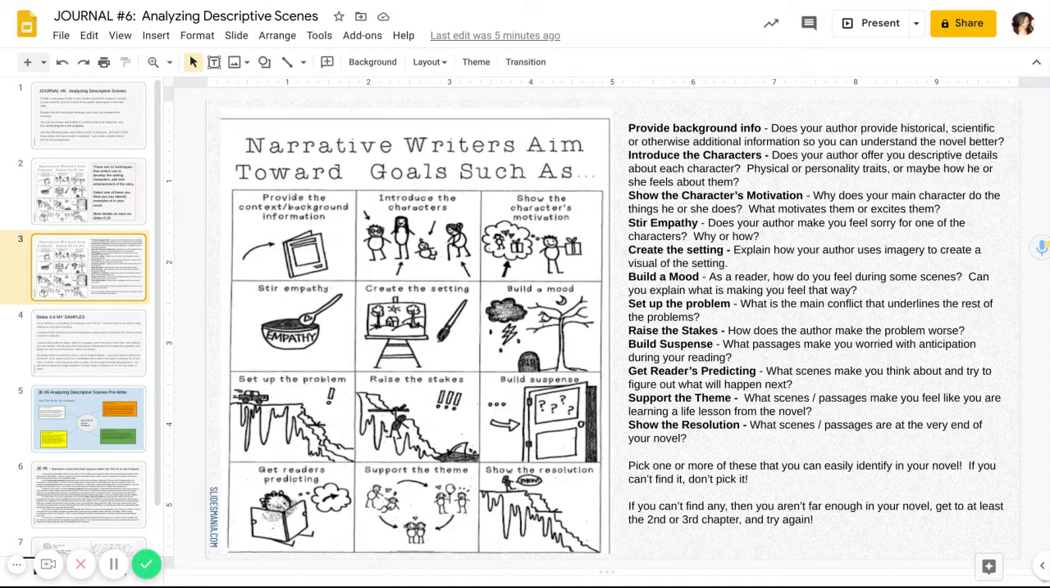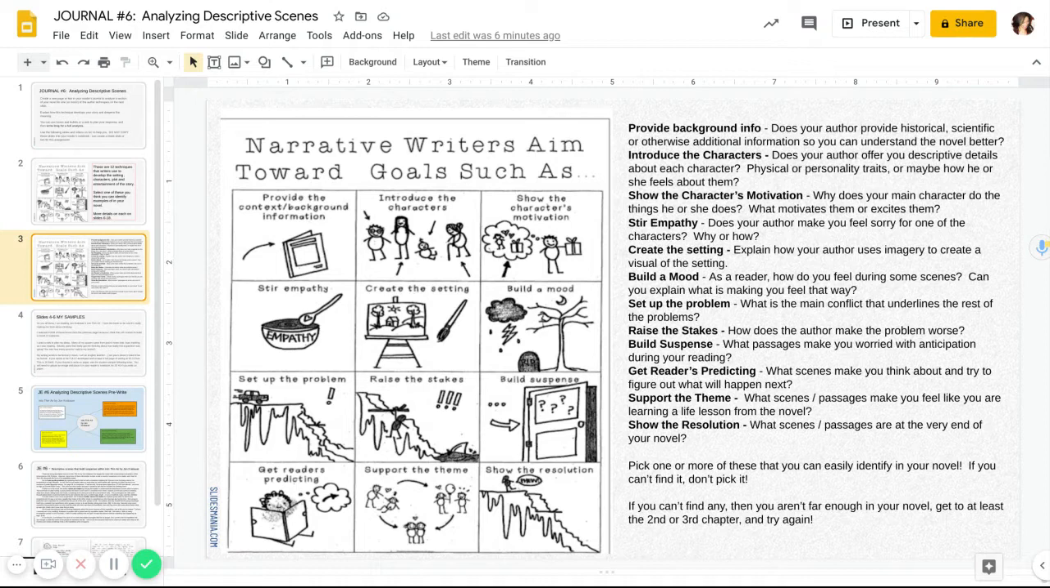There has to be one main problem that is sort of causing the other problems or is at the root of the other problems. Raising the stakes. How does the author make the problem worse? Right? The problem may have been bad to begin with, but what are some other things that are making that problem even more complex or compounding the problem, meaning adding to the problem? Build suspense. What passages make you worried with anticipation that something bad is going to happen during your reading, or maybe something exciting is going to happen during your reading?